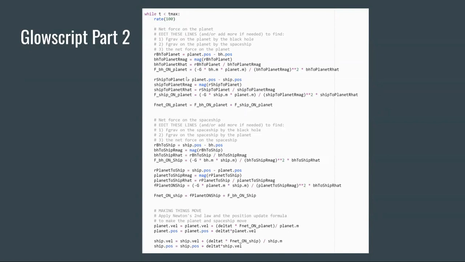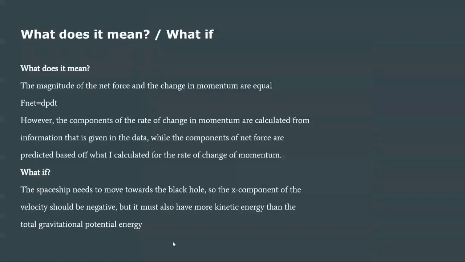In part two of our GlowScript, we're calculating the force of gravity on the planet, from the black hole and from the ship. As you can see, we have a net force on the planet. Here we have a net force on our ship, and then down here we have our velocity and position of the planet, and ultimately what we're looking for, which is our initial velocity of the ship. So it's our code. You can see Newton's universal law of gravitation coming in handy here.